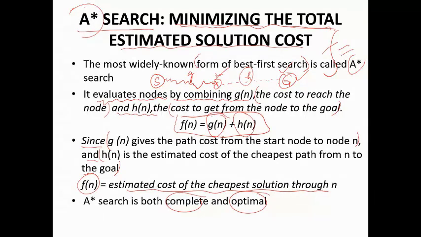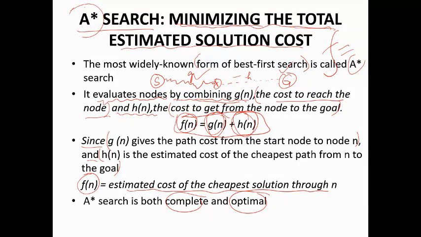So if you think, the total F is G plus H, meaning from the initial state to the goal, we need G plus H combined together, right? G is the total cost up to now, and H is the estimated cost. So combining G and H will give the total. So here it evaluates nodes by combining G, and G is the cost to reach the node. This one, I'm talking about this one.